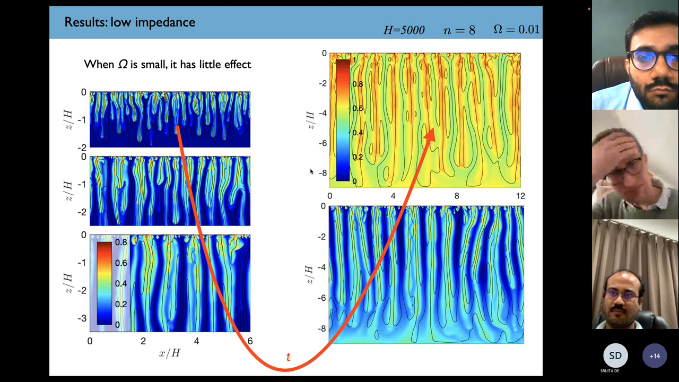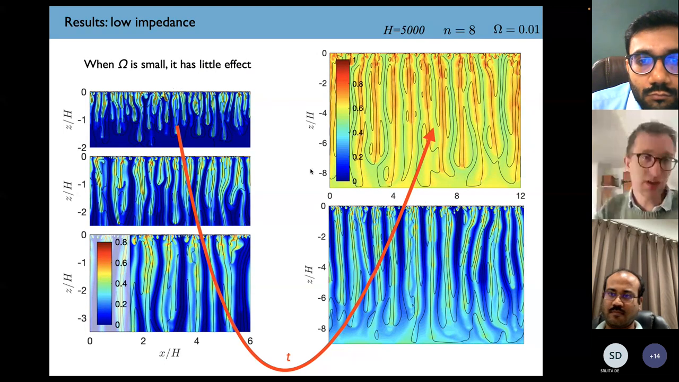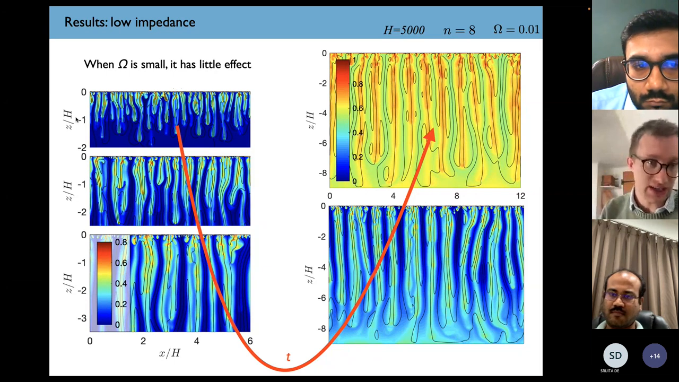Okay, let me show you some snapshots of what happens. So if omega is small, let's take the small omega case first. Here, I'm scaling z by h, so every time there's a unit, 1, 2, 3, et cetera, that's where there is a layer. And if omega is small enough, of course, the layers don't do anything.